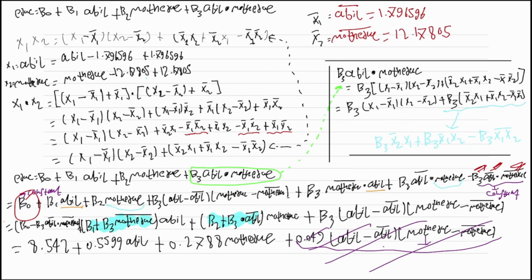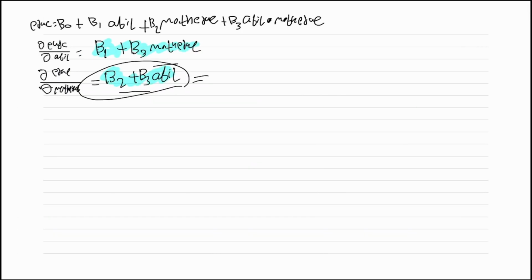So instead of doing all that, we can just take the partial derivative. But for the sake of understanding, we have to derive it and see why, when we take the partial derivative and substitute the average, we can interpret it this way.